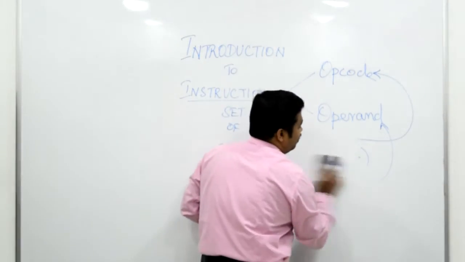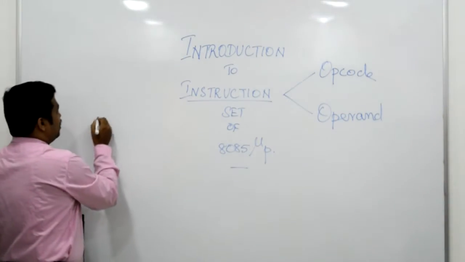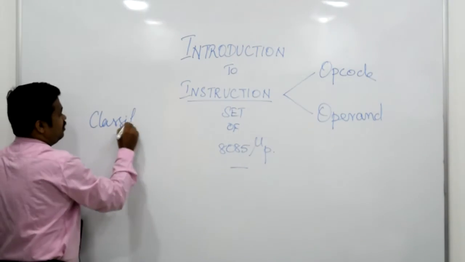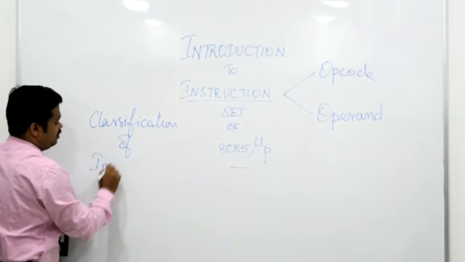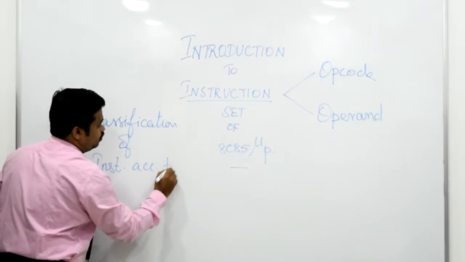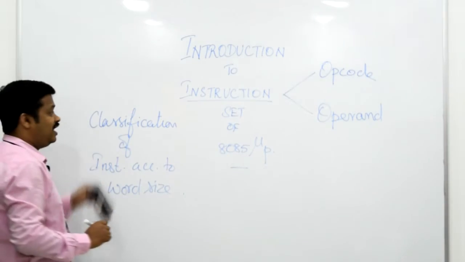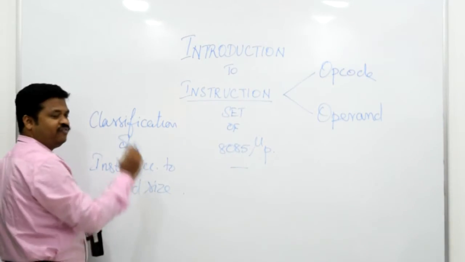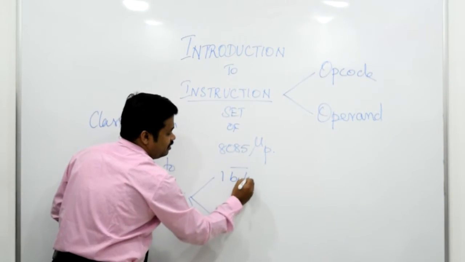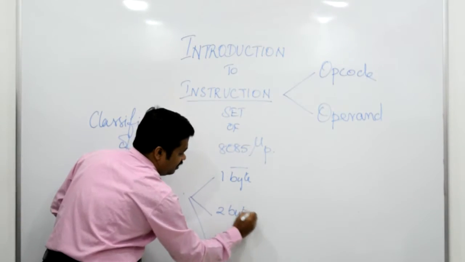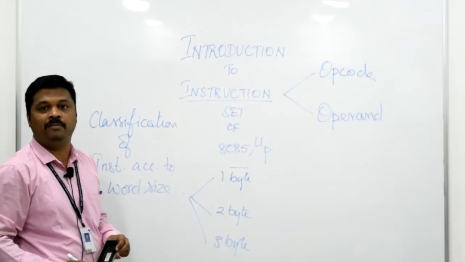So if your instruction is classified according to word size, classification of instruction according to word size, you know what a word is right now. You have three major classifications, very simple to remember. It is 1 byte, 2 byte and 3 byte. 1 byte instruction, 2 byte instruction and 3 byte instruction.